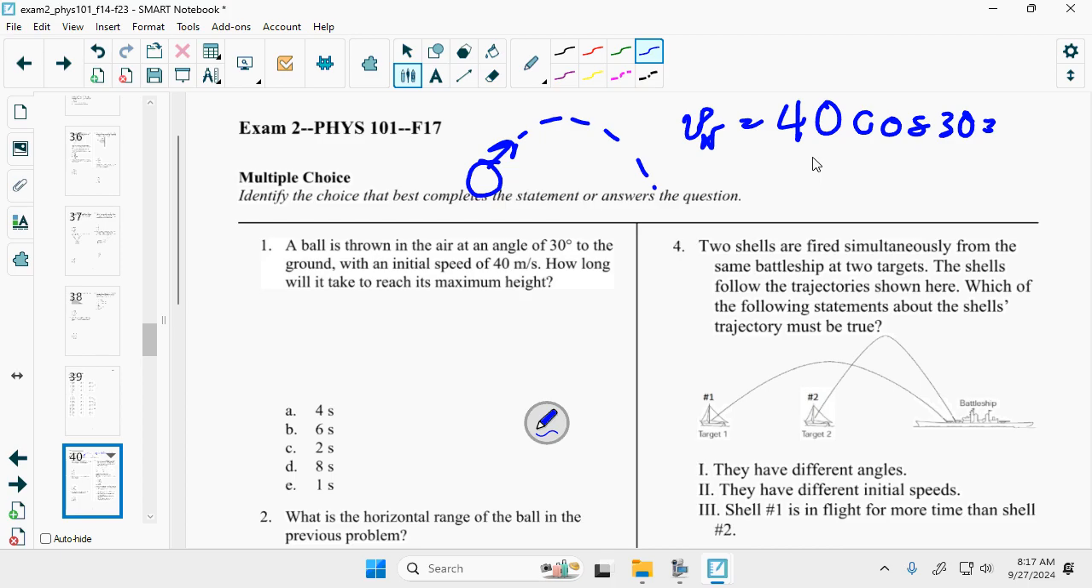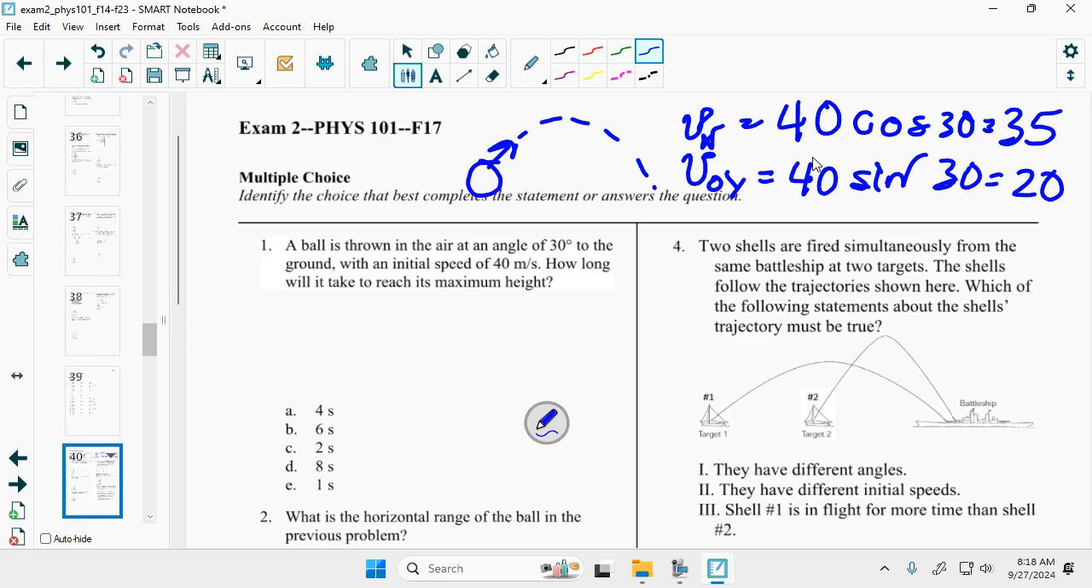That's equal to, we'll just say 35. And then v naught y is 40 sine of 30, and that's equal to 20. Okay, so those are my x and y components of my velocity. The next step is to find the time.